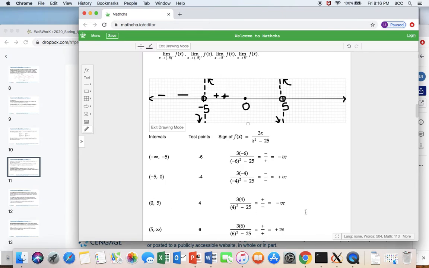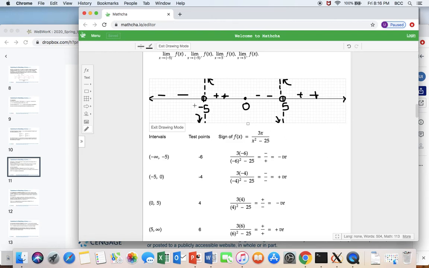Likewise, from 0 to 5, I am negative. So I'm not going to go above, I'm going to go below. You see the arrow? Likewise, in the last one, I am positive. So I'm above the x-axis. My curve will therefore go to positive infinity here instead of negative infinity. So that's how you determine the limits.